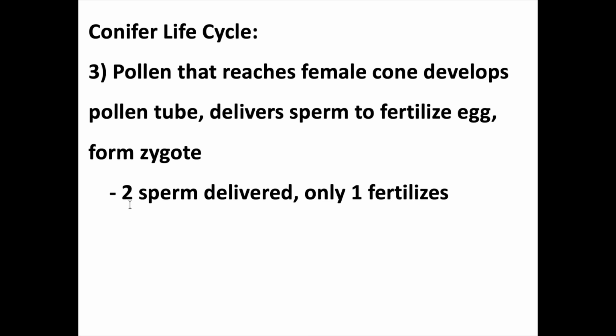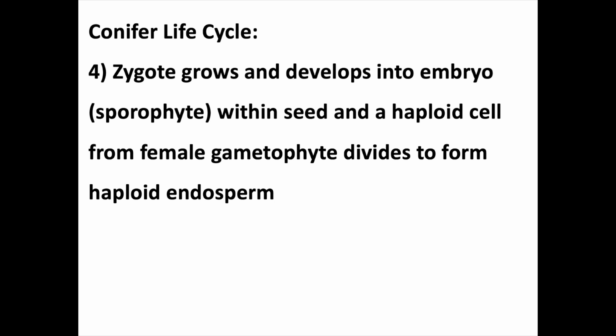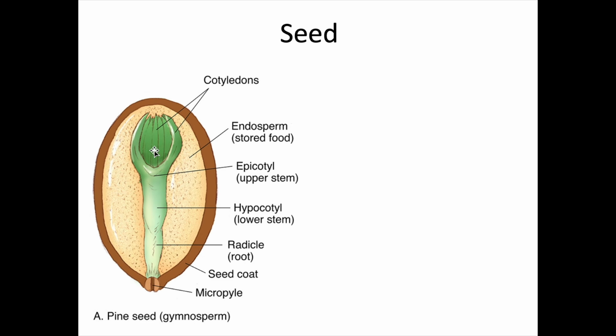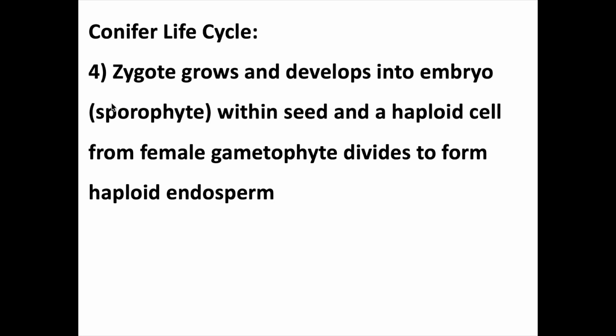Interestingly, 2 of these sperm are delivered, but only one of them is required to do this fertilization. There's sort of a backup here. Now, after this fertilization occurs, we have our diploid zygote. It's going to grow and develop into an embryo, a sporophyte now. Again, this is like a baby tree. It's gone through many cell divisions. This is a multicellular, still pretty small, but a multicellular diploid structure. Again, a sporophyte, a small tree inside of this seed.